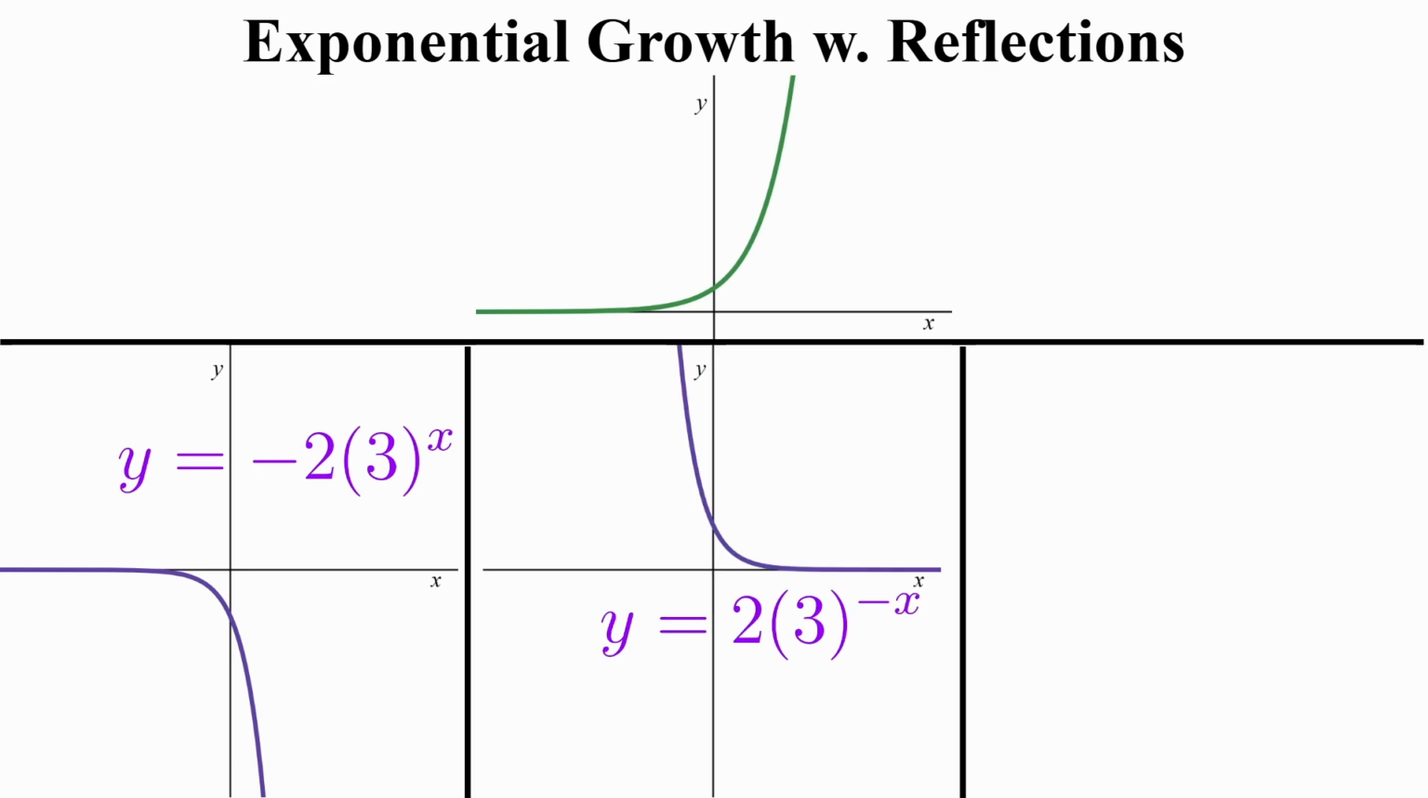And you might be thinking, well, Kyle, that looks very similar to exponential decay. And you are right, it is. That's because 3 to the negative 1 is 1/3. So that's another way to write that equation, 2 times 1/3 to the x.